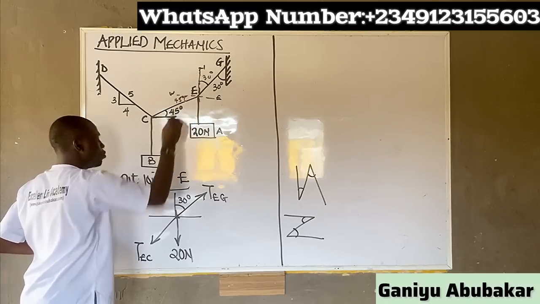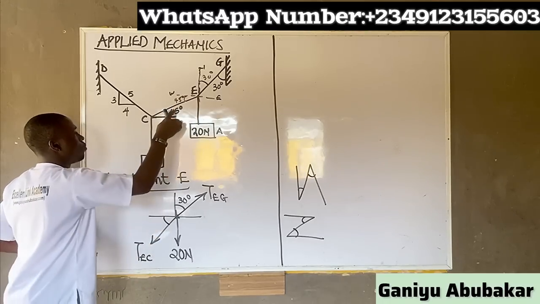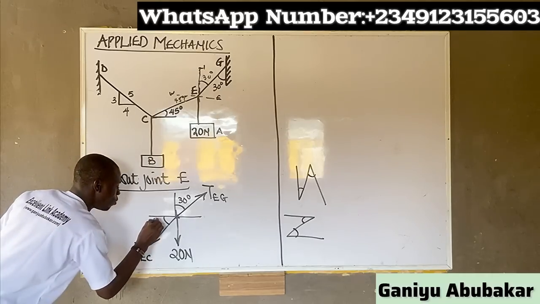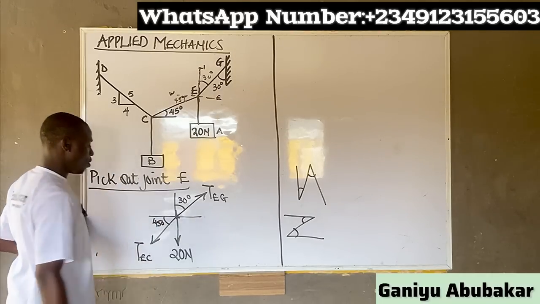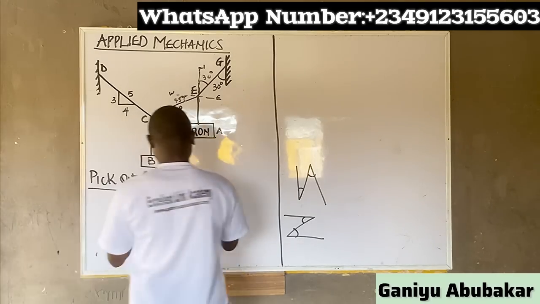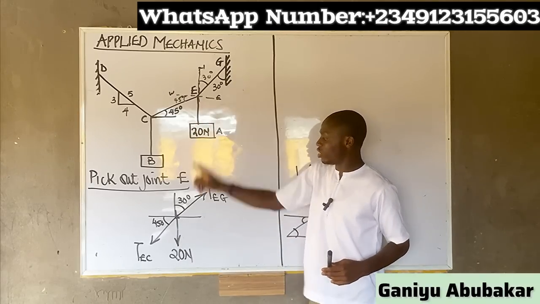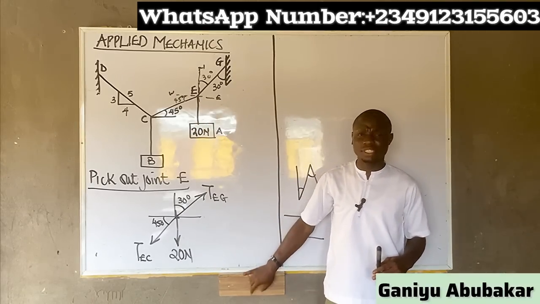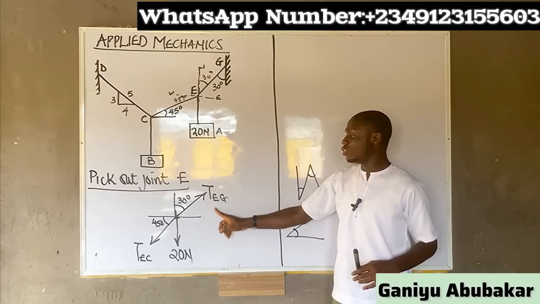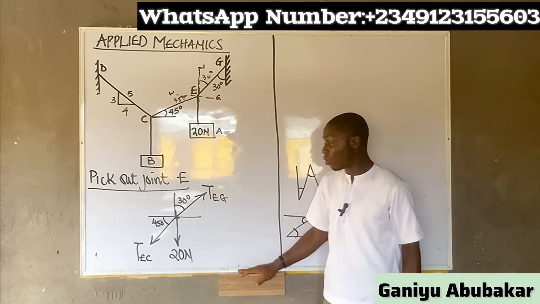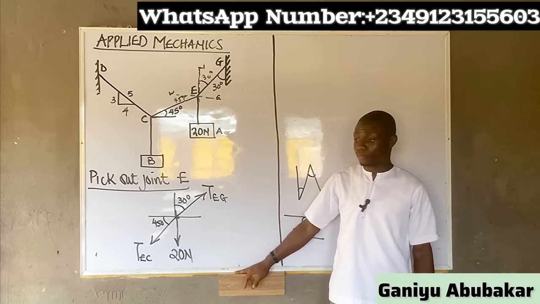The angle here to the horizontal is 45 degrees. All right. So I've perhaps drawn the free body diagram of joint E. So this is joint E here. Let's solve joint E. Let's get the value of TEG, and of course TEC.